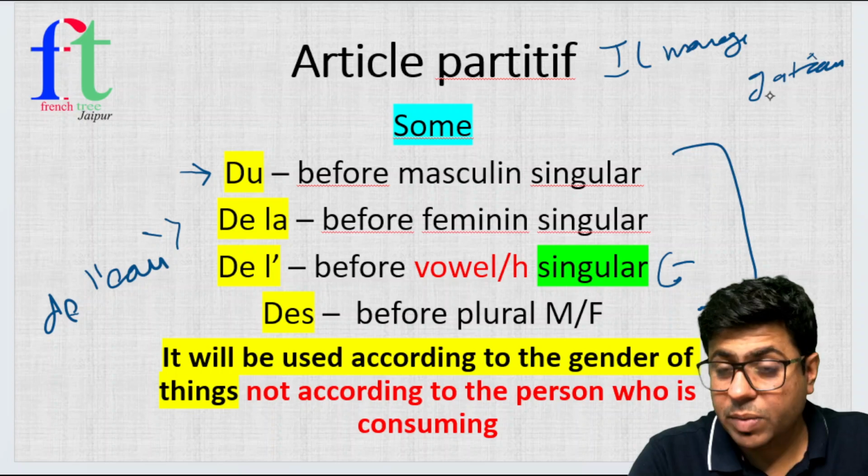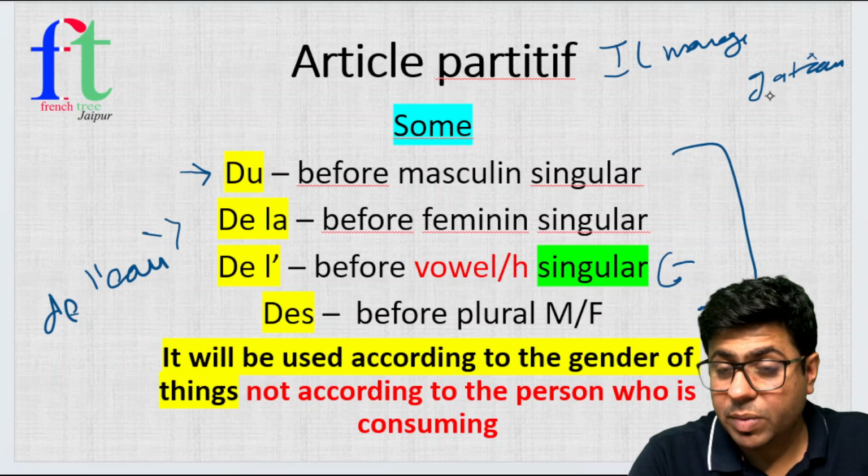Gâteau is masculine, so I'll use du. Il mange du gâteau. For example, the same sentence spoken with the feminine subject, elle: Elle mange du gâteau. Here it will be the same, du, because we use this grammar according to the gender of the thing, not according to the person who is eating.